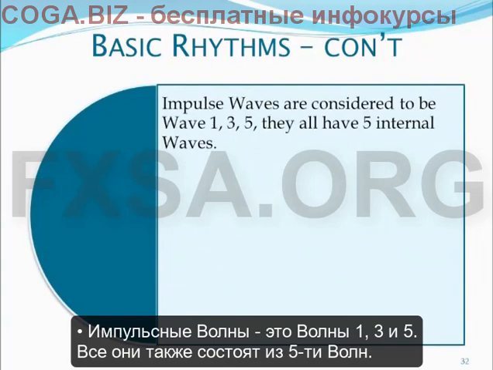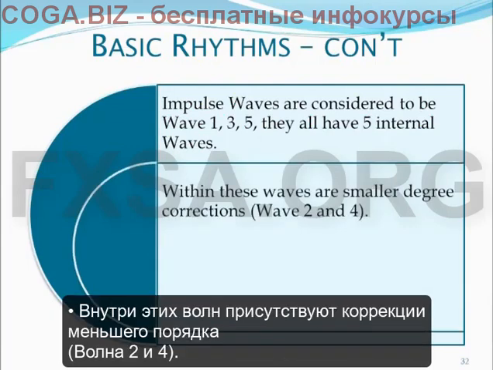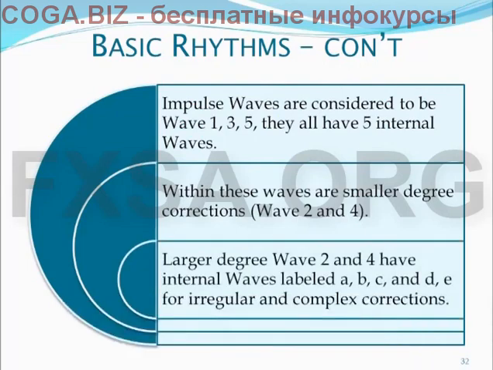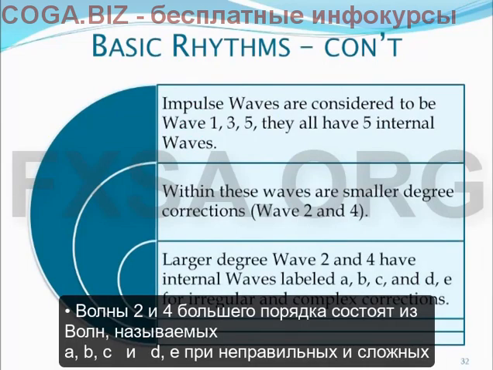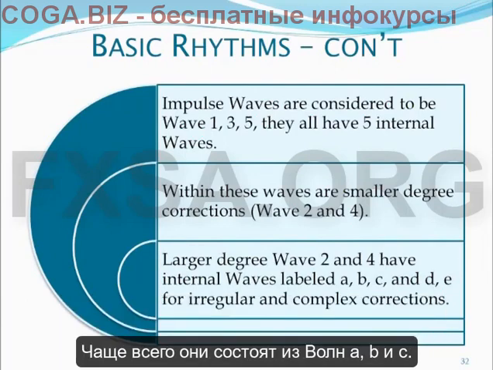Basic rhythms continued. Impulse waves are considered to be waves 1, 3, and 5. They all have 5 internal waves. Within these waves are smaller degree corrections, wave 2 and wave 4. Larger degree wave 2 and 4 have internal waves labeled A, B, C, and D and E for irregular and complex corrections. Typically, they're mostly A, B, Cs.